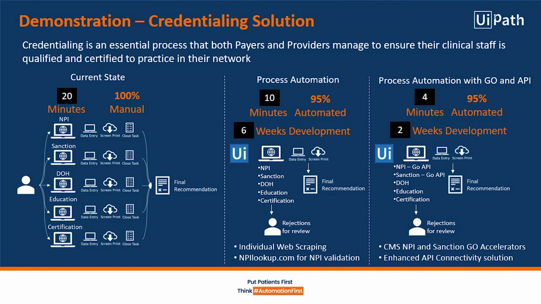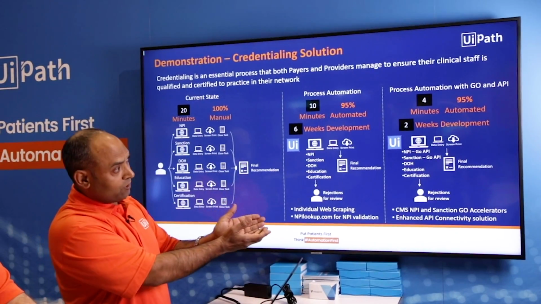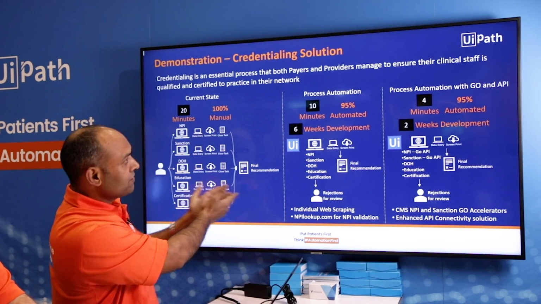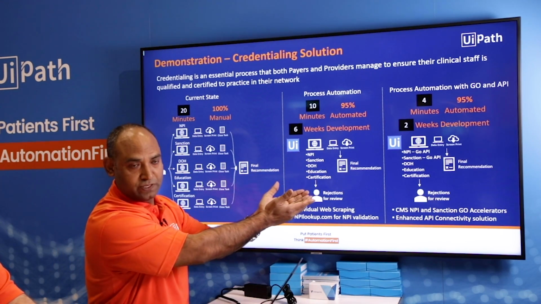This is provider credentialing. So here you can see the process is taking almost 20 minutes, maybe more than 20 minutes when we are doing it manually. When we are doing it through robotics without any accelerator, it takes almost 10 minutes. Now we come up with multiple accelerators which you can download from our Go Marketplace and you can utilize in your process. You can see we have reached from 20 minutes to only 4 minutes by those.